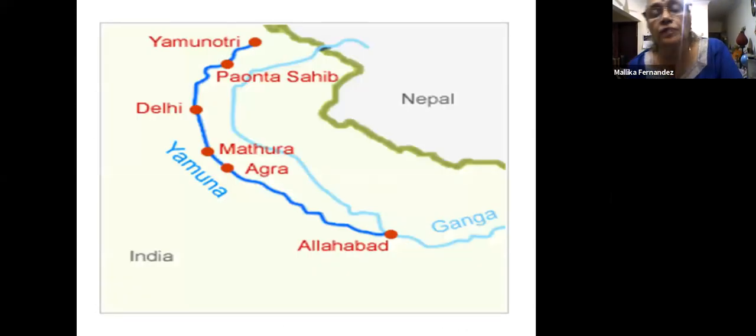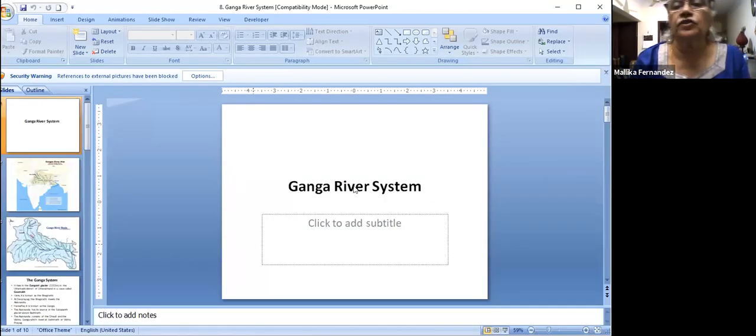So this is the Yamuna, where you have it starting at Yamunotri Glacier. Then you have a small religious place called the Paunta Sahib. Then you have Delhi, Mathura, Agra, and finally it reaches Allahabad. Right? So if you're traveling on a train, you'll be actually traveling to the south of the Yamuna to go to Allahabad. You won't see the Ganga at all until you reach Allahabad. So that's the Ganga river system. And I think I'll stop here.